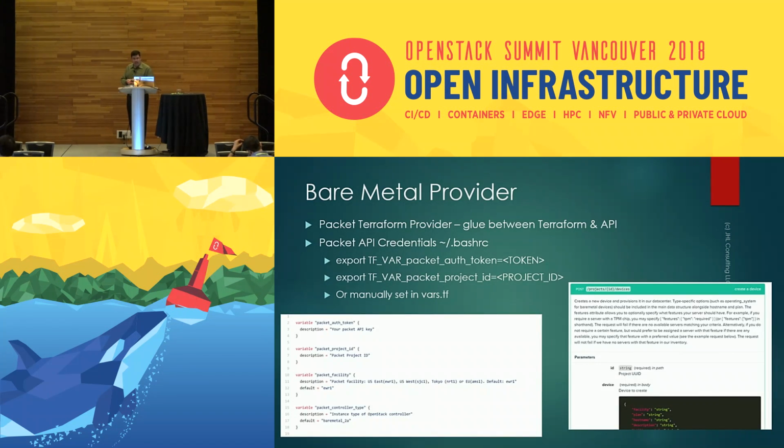OK, so let's take a look at the provider, the bare metal provider. This is the glue code between Terraform and the Packet APIs. So there are a couple of environment variables that we set, the tokens, and then the project IDs. If you're familiar with AWS, it's the same sort of idea, basically where we're going to deploy everything into. And then we set that up in the configuration file or as environment variables. Ideally, you set them up as environment variables. You don't want to have these sort of credentials baked into your code.